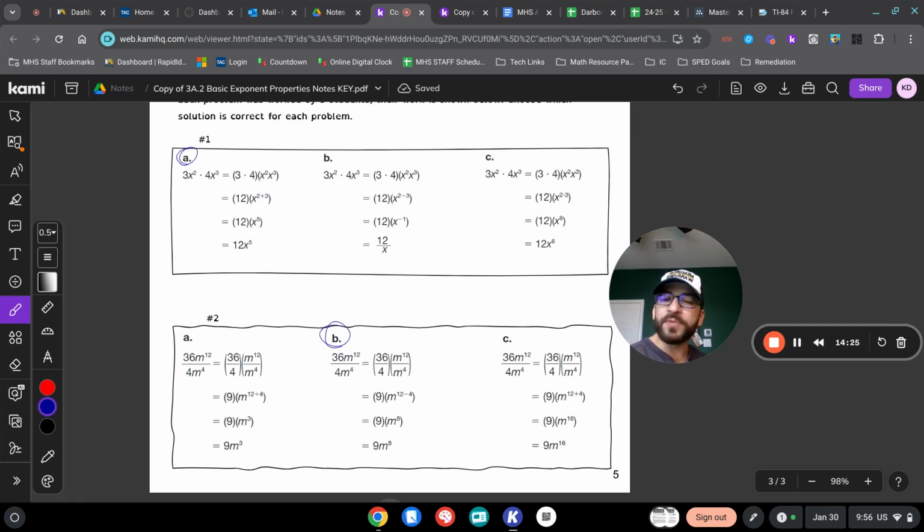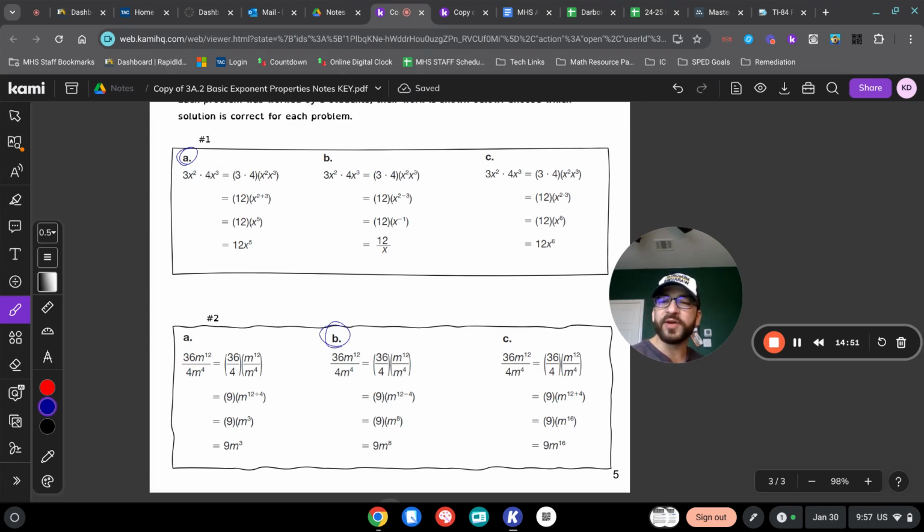All right, last but not least, on number 2, hopefully you did pick B. We have that 36 over 4, which does become 9. And then our m to the 12th over m to the 4th, they are the same base with exponents being divided, so we subtract them. 12 minus 4 would give us 8. So we get 9m to the 8. A has us dividing the 2 exponents, which is no good. And C has us adding the exponents, which is not what we do for division.